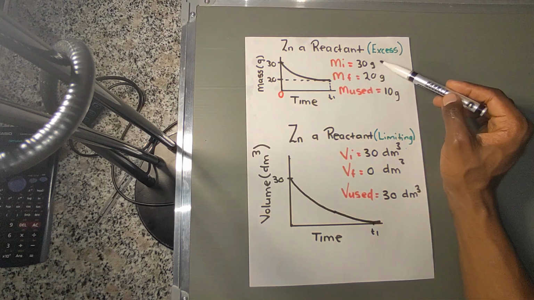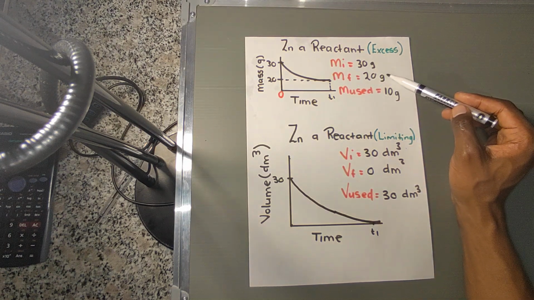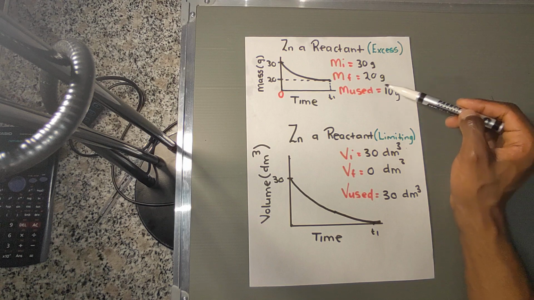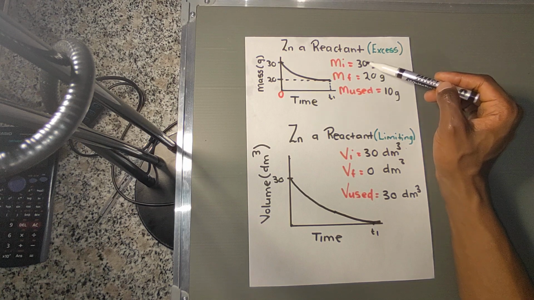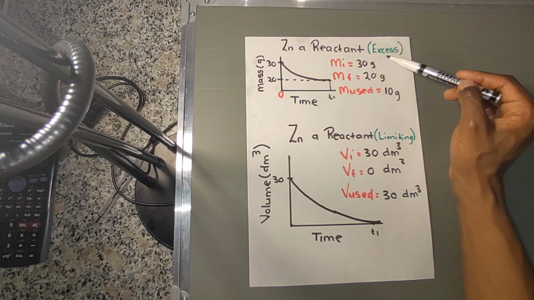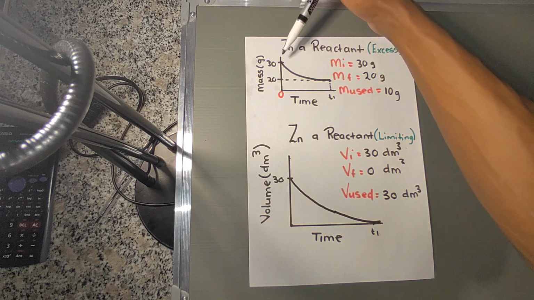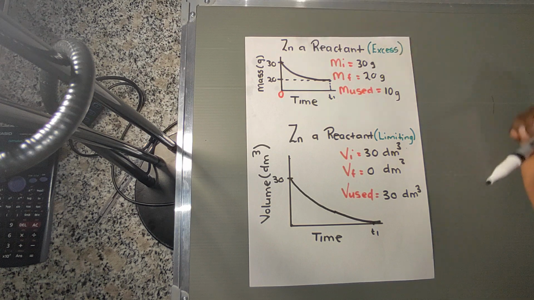We have the initial, we have the final amount after the reaction, and we only used a portion. So when you only use a portion out of the total, you have an excess reagent. This is how the graph of an excess reagent is going to look like.